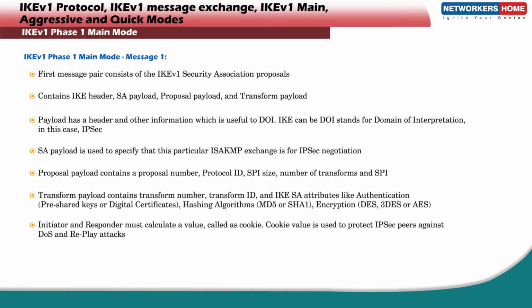Initiator and responder must calculate a value called a cookie. Cookie value is used to protect IPsec peers against DoS and replay attacks. RFC suggests a method for creating the cookie by performing a fast hash, for example MD5, over the IP source and destination address, the UDP source and destination ports, and a locally generated secret random value.